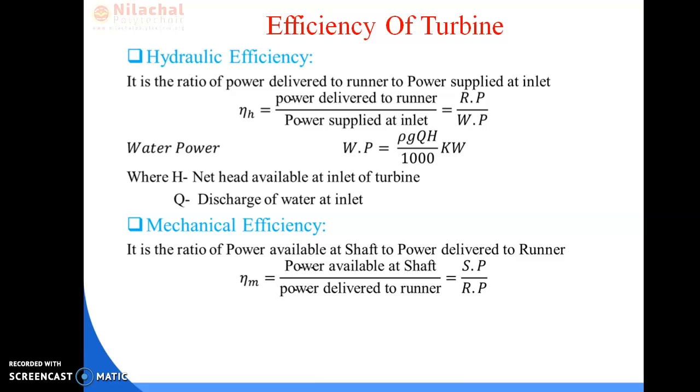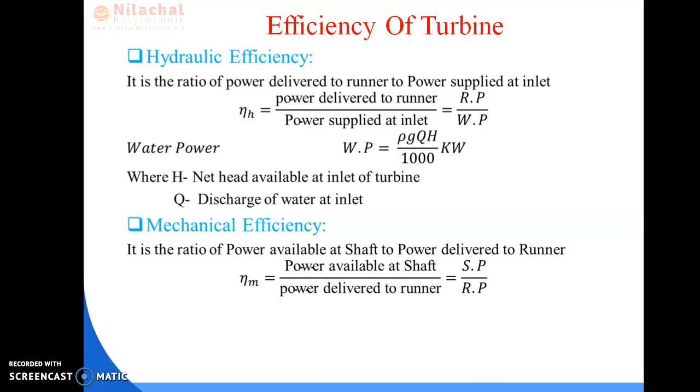Next point is mechanical efficiency. Mechanical efficiency is the ratio of power available at the shaft of the turbine to the power delivered to the runner. It is denoted by the symbol eta m, and mathematically eta m is equal to power available at the shaft divided by power delivered to the runner, that is shaft power divided by runner power, SP divided by RP.